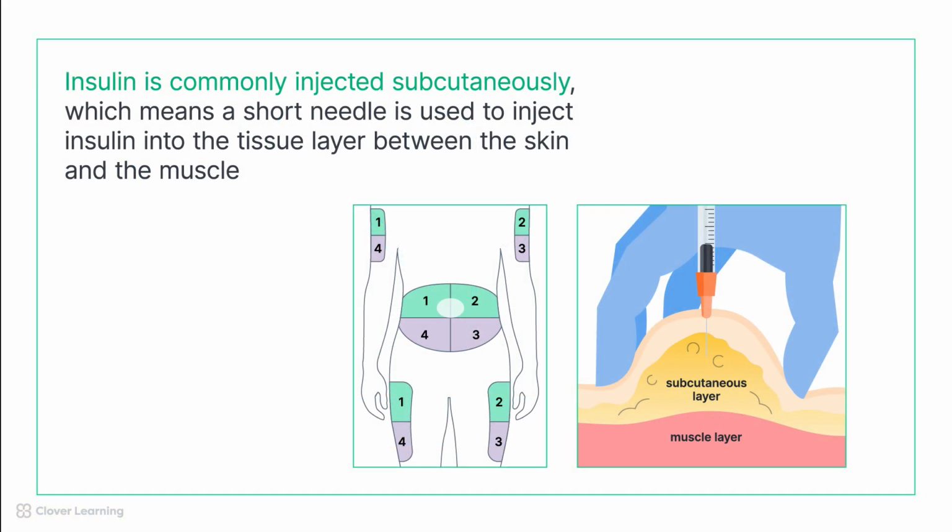Insulin is commonly injected subcutaneously, which means a short needle is used to inject insulin into the tissue layer between the skin and the muscle. The best areas on the body to administer a subcutaneous injection are the upper arms, the outer upper thighs, and the abdomen below the ribs and above the hip bones.